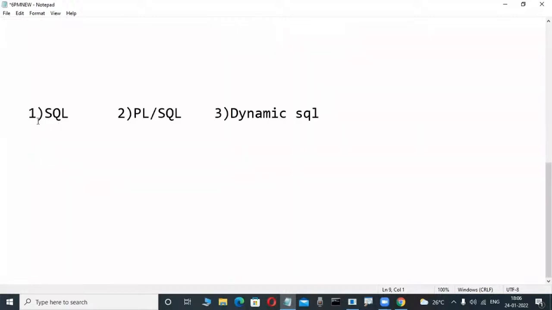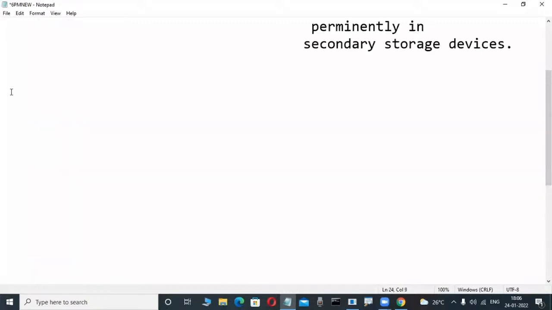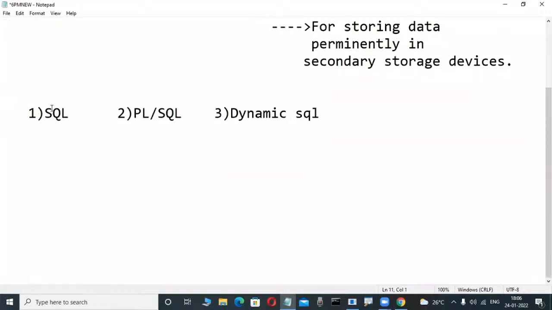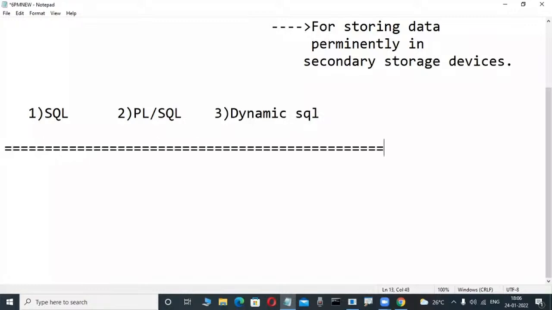For operating that data model products, we are using SQL. But unfortunately, if you want to operate the Oracle database product, we use 3 languages. One is SQL, another one is PLSQL, another one is dynamic SQL. Up to this, we learned in the previous classes.